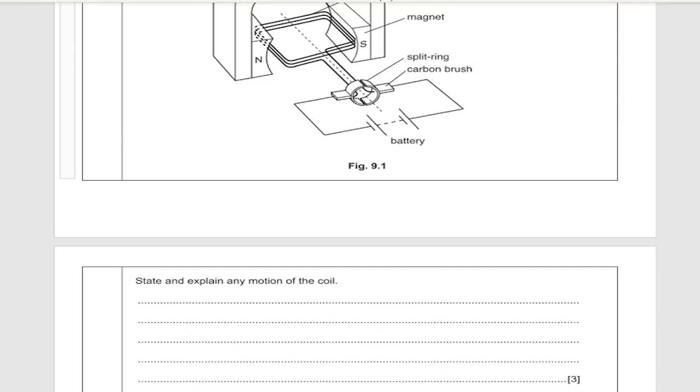So the first mark, and this is again a three mark question, so I'm thinking three things. The first thing is state the motion of the coil. Well, I'm going to say it's going to turn or spin. That's my first mark.